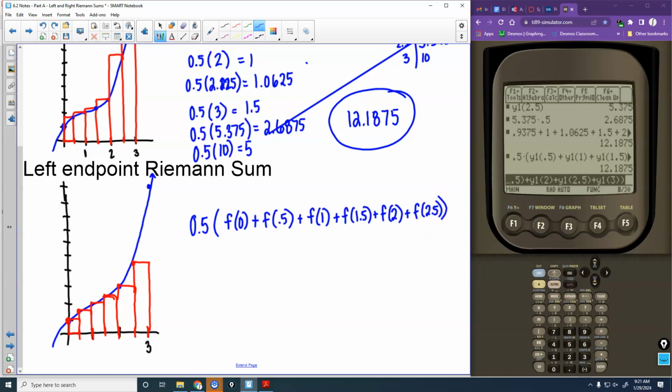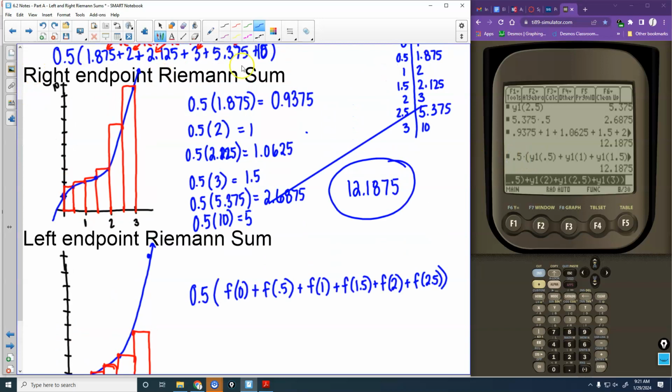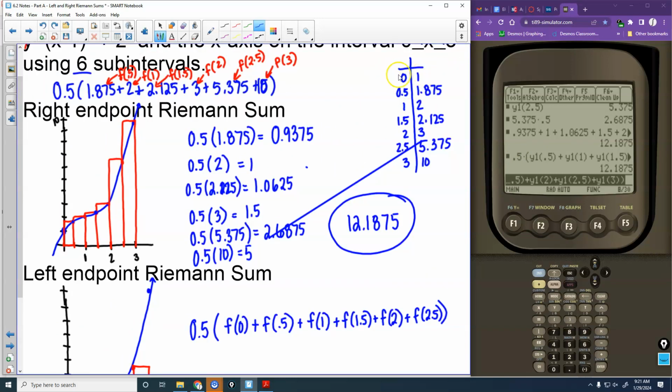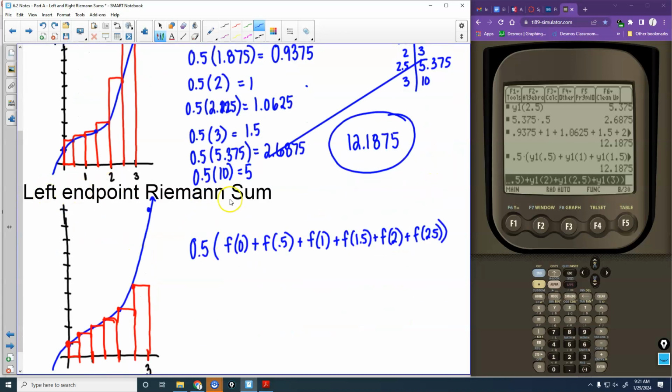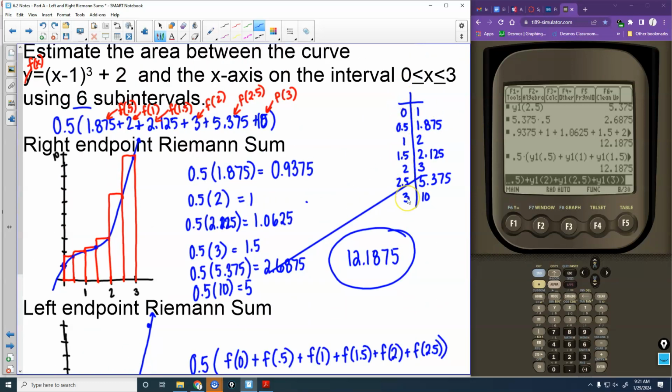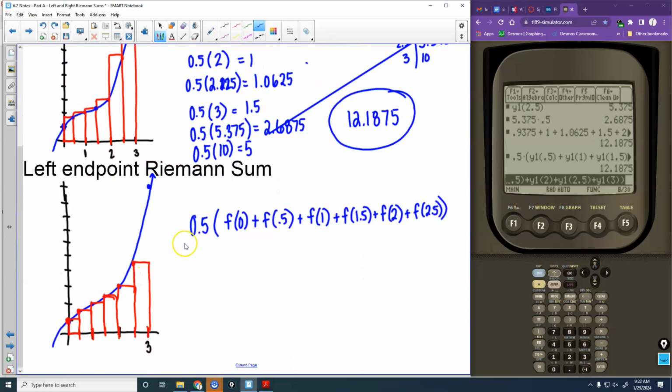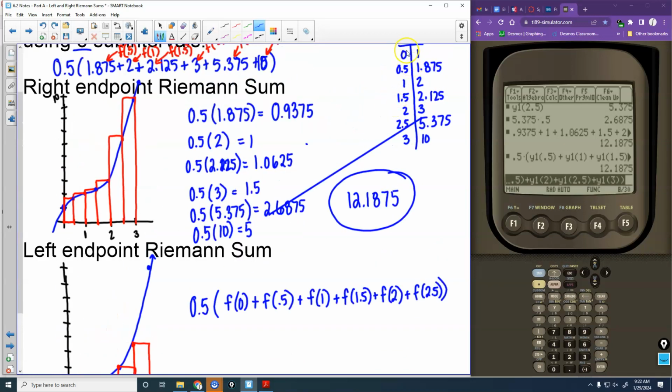I do not. So if you look at what I typed in up here, for the right-hand Riemann sum, I did not use 0, right? I didn't use f of 0. I used the other 6. For the left Riemann sum, I did use 0. I did not use 3, right? Because if you look at this table from 0 to 3, you've got 7 points. But you only have 6 rectangles. So if you're doing the right endpoint Riemann sum, you don't use the first one. You do use the last one because it's furthest on the right. If you're doing a left Riemann sum, you do use the first point. You do not use the last one for this.